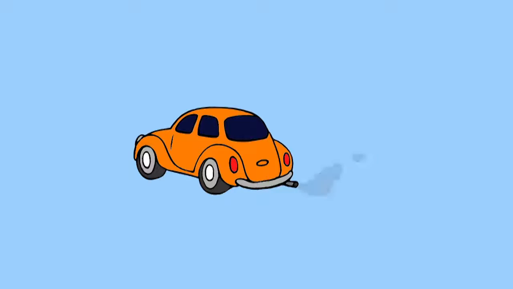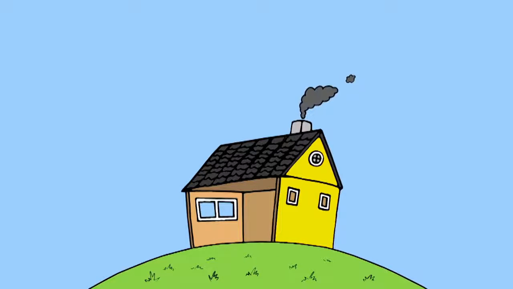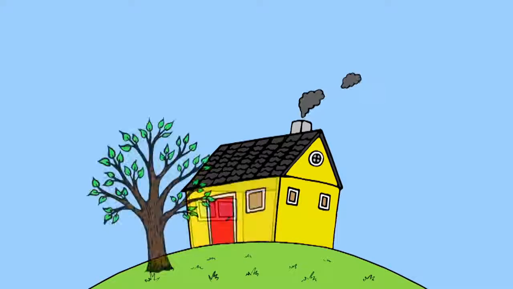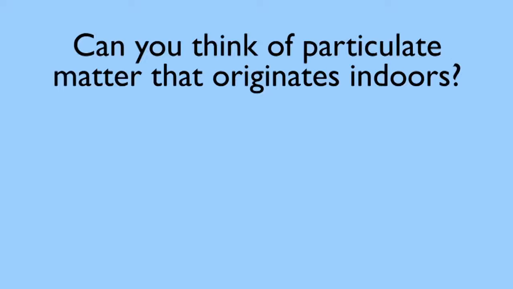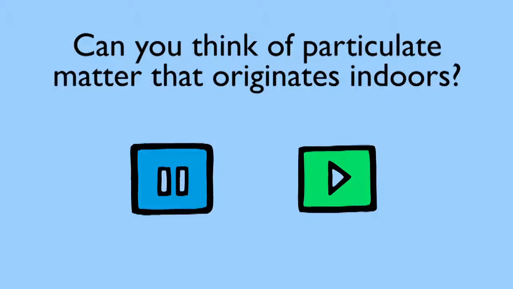Particulates arise due to incomplete combustion. The size of these particulates varies. Particulate matter can come from indoors or from outdoors. Can you think of particulate matter that arises from being indoors? Pause the video and continue when you're ready.